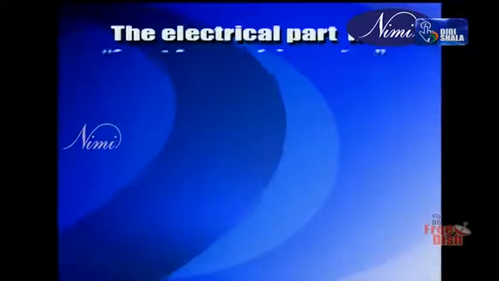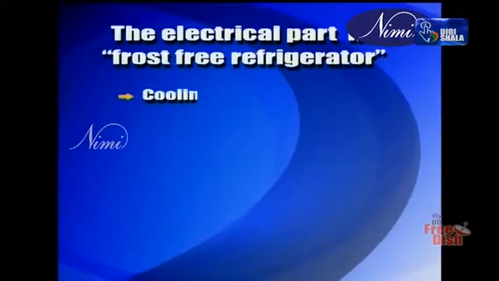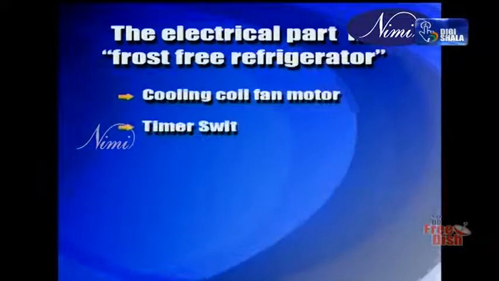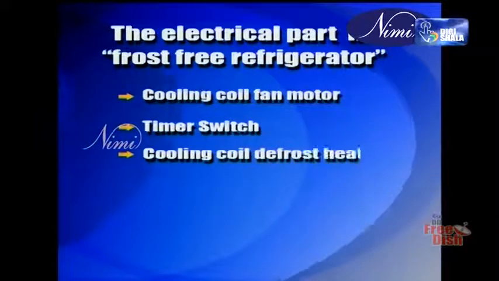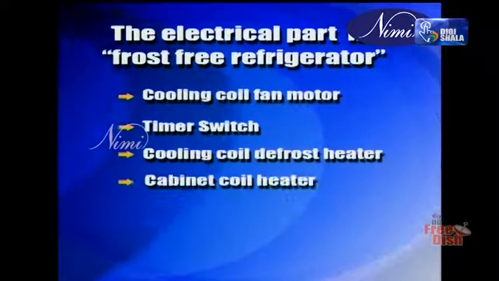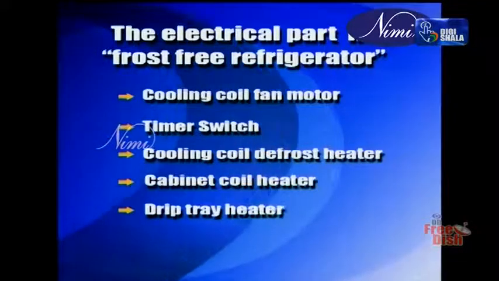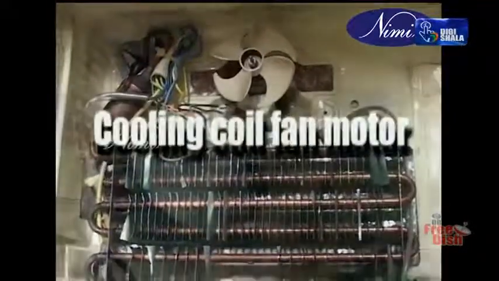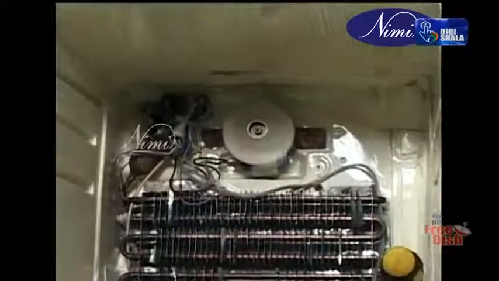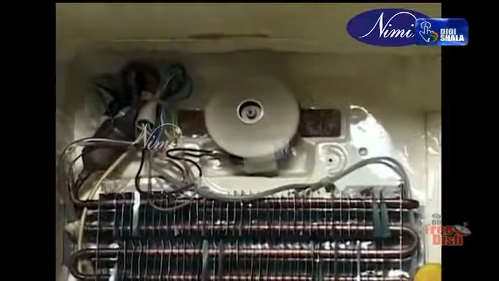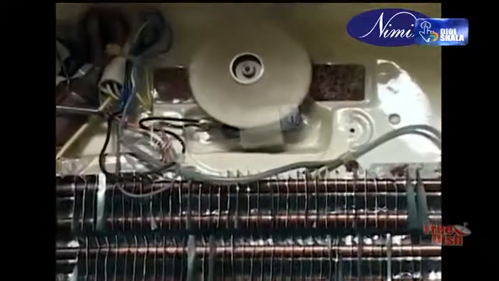Electrical parts in a frost-free refrigerator: cooling coil fan motor, timer switch, cooling coil defrost heater, cabinet coil heater, drip tray heater. The cooling coil fan motor is a shaded pole motor, 220 volts. The motor circulates the temperature evenly in the freezer cabin.